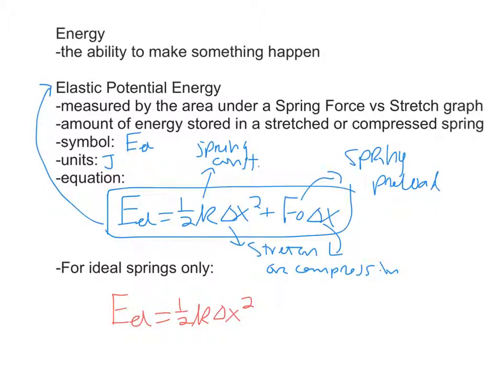And remember, I said that 95% of our springs will be ideal. So this will be the main equation that we're using when we deal with elastic potential energy. This is all the information you're going to need to do worksheet 1. So there's only 2 definitions after this, and then I do an example for each type of energy. So 3 examples, 2 definitions, but it's a lot shorter than it sounds.